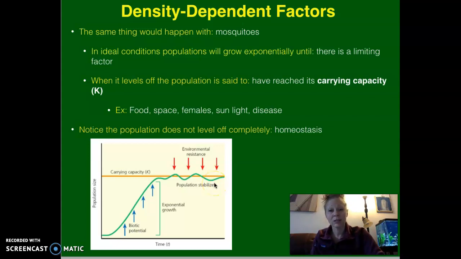And so this is called logistic growth. This whole thing right here is called logistic growth. This is exponential growth here, which is what happens when a population has everything that it needs. And then when it reaches carrying capacity, it's going to stabilize. And so this could be space, this could be food, this could be any number of things. And so therefore we call this logistic growth.